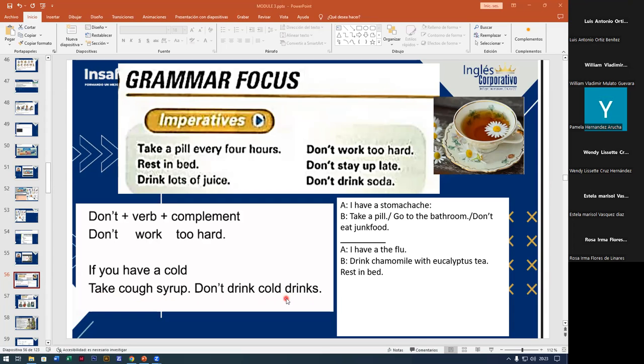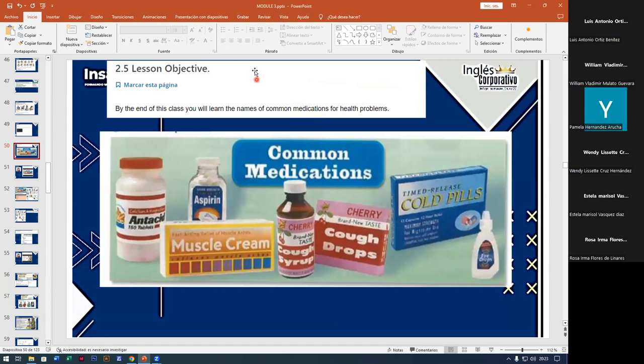Mauricio, do you have a question? Yes, teacher. Hello, tell me. Ahí donde dice take cough syrup. ¿Qué quiere decir syrup? What is that? Let me show you what is a syrup. This is cough syrup. It's like, for example, in the case of cough, when you have this illness, that is cough. Tos. Exactly. And syrup is the liquid that you drink. For example, Broncoelix, Ambroxol. That is a syrup.